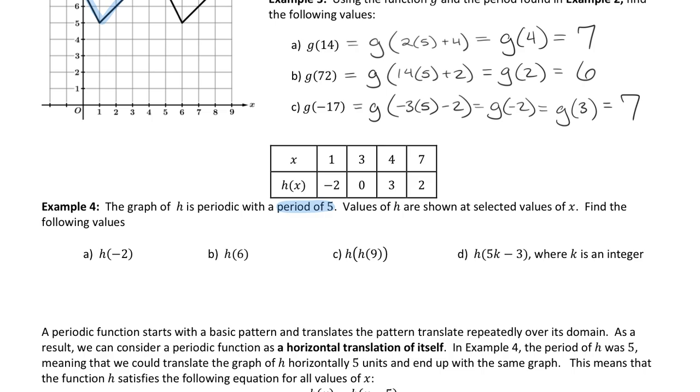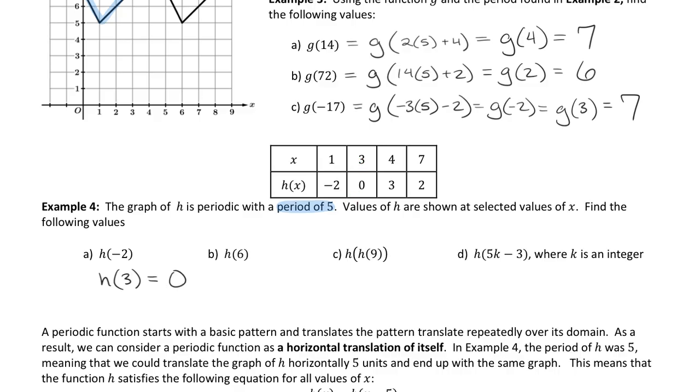Find the following values. All right, we want to know what H of negative 2 is. Unfortunately, negative 2 is not one of the x values on my table. But what if we added the length of the period to this number? You would do negative 2 plus 5. And what is negative 2 plus 5? 3. Well, if we plugged in 3, we'd get out 0.